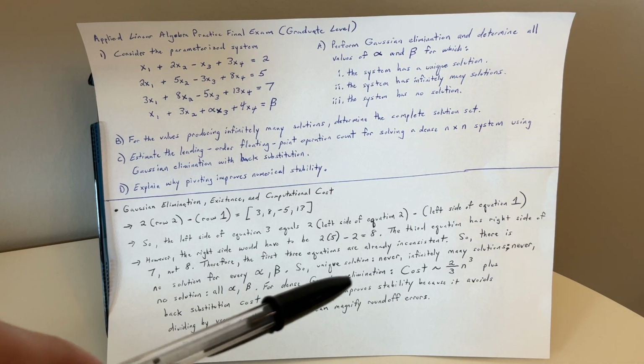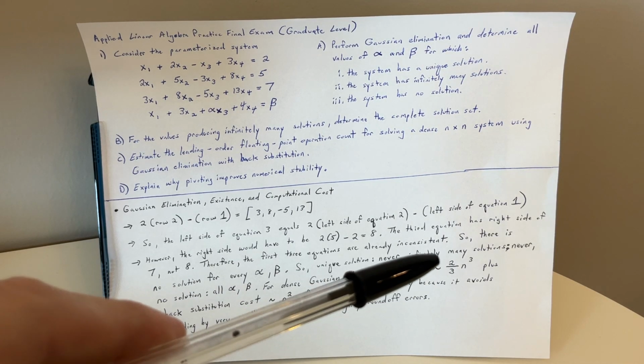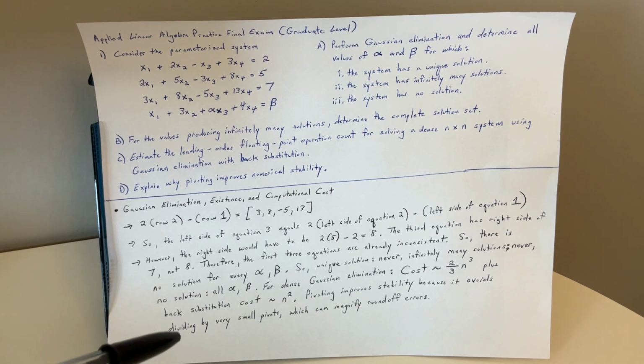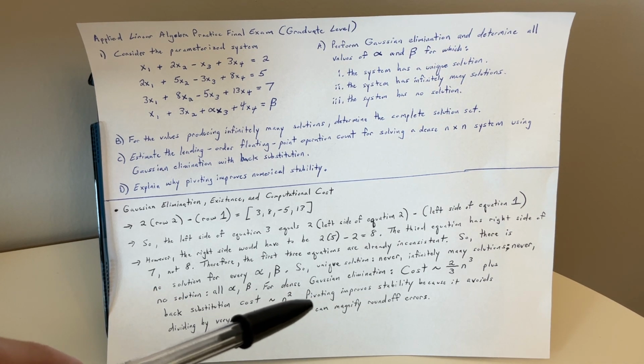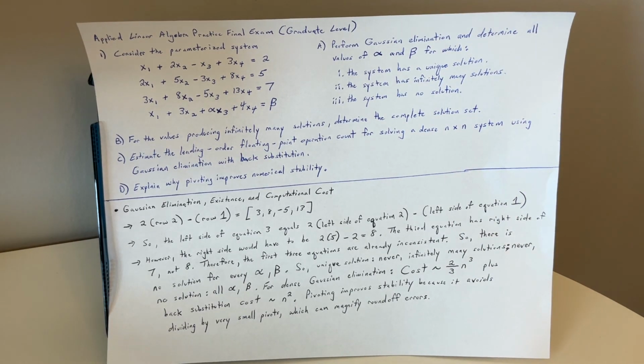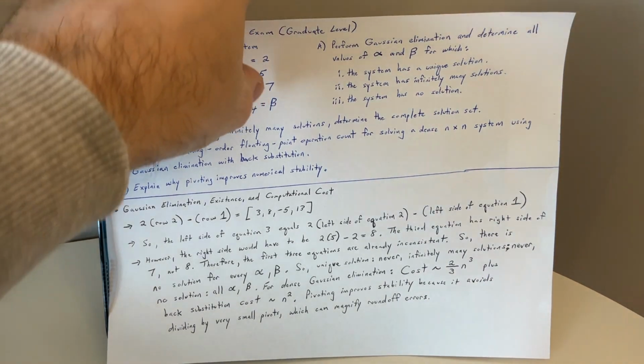So for dense Gaussian elimination, the cost approximates 2/3 n cubed, plus back substitution cost approximates n squared. Pivoting improves stability because it avoids dividing by very small pivots, which can magnify round-off errors. Okay, so that's number one. Moving along to number two.